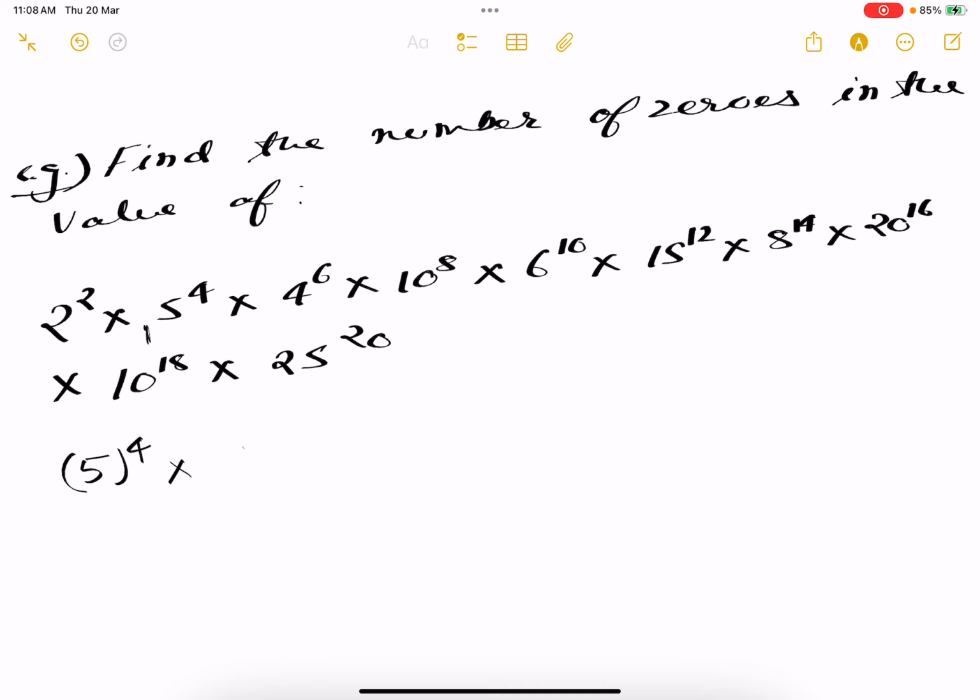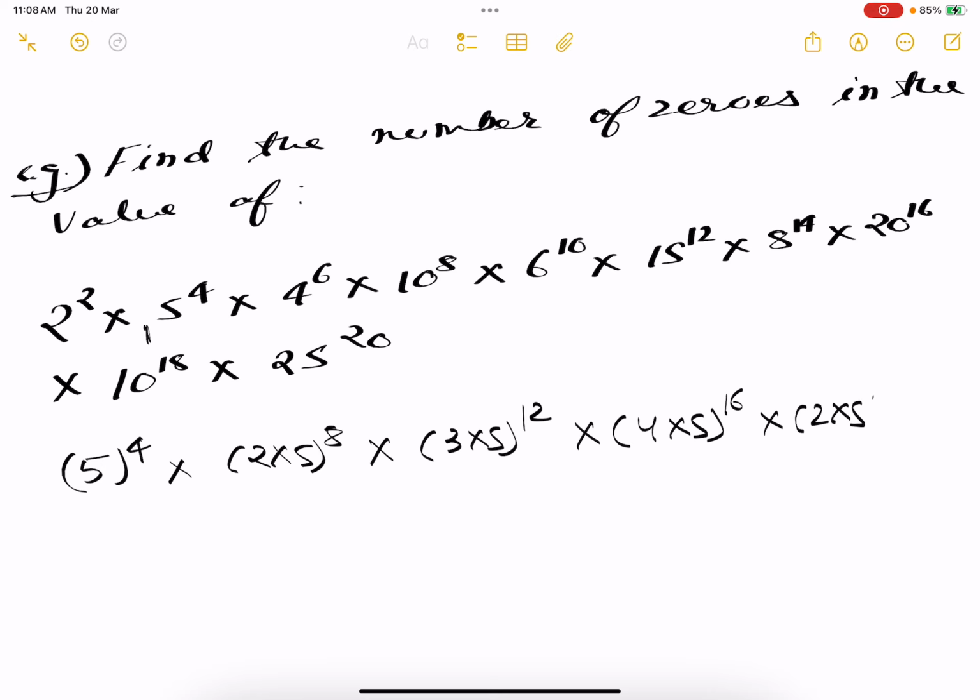into 2 into 5 to the power 8 into 15 to the power 12 into 4 into 5 to the power 16 into 2 into 5 to the power 18 into 5 into 5 to the power 20.